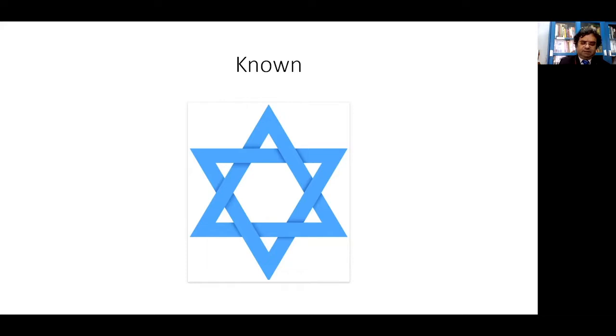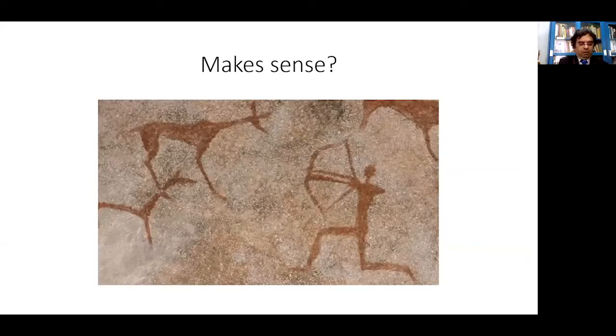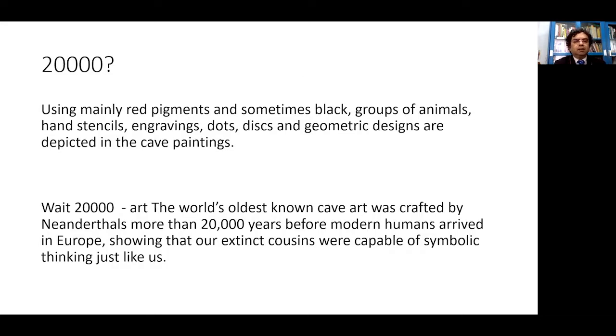Well, it is also a thing that represents or stands for something else, especially a material object representing something abstract. A symbol is an object that represents, stands for, or suggests an idea, a visual image, a belief, an action, or a material entity. Well, does this make sense to a lot of us? This is a 20,000-year-old painting on a cave wall. Can I have the next slide? Well, 20,000 years, they say, using mainly red pigments and sometimes black, with hand stencils, engravings, dots, discs, and geometric designs.